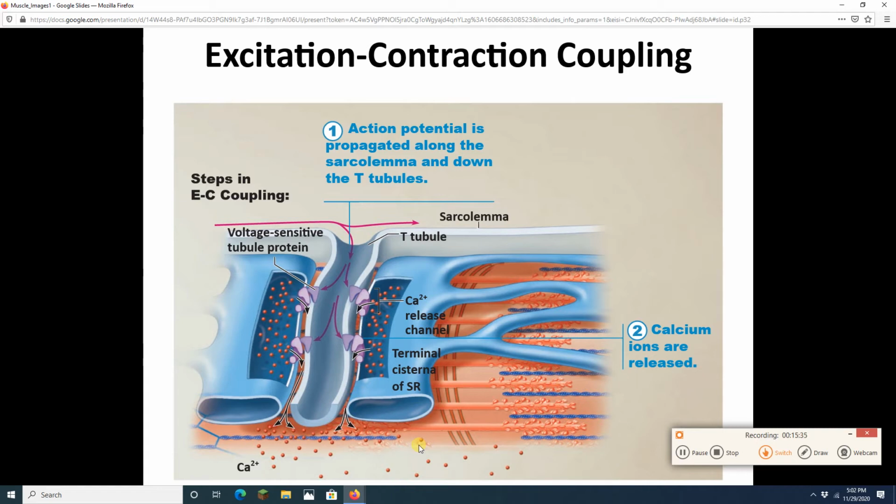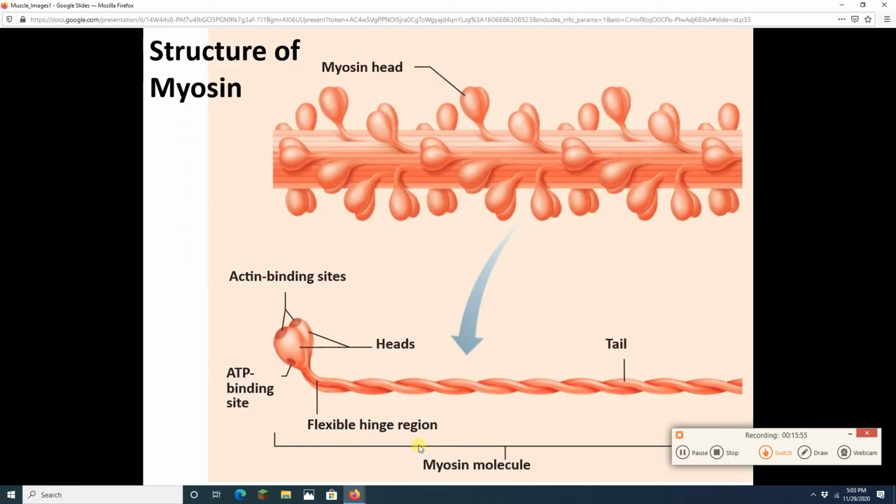Now, let's pause for a second here. Let's think about something. We know for contraction to occur, the myosin is going to grab onto the actin and pull it inward. Well, calcium must facilitate that somehow. Let's see how. In order to see how, let's take a little closer look at that thick filament and the myosin molecules that make it up.